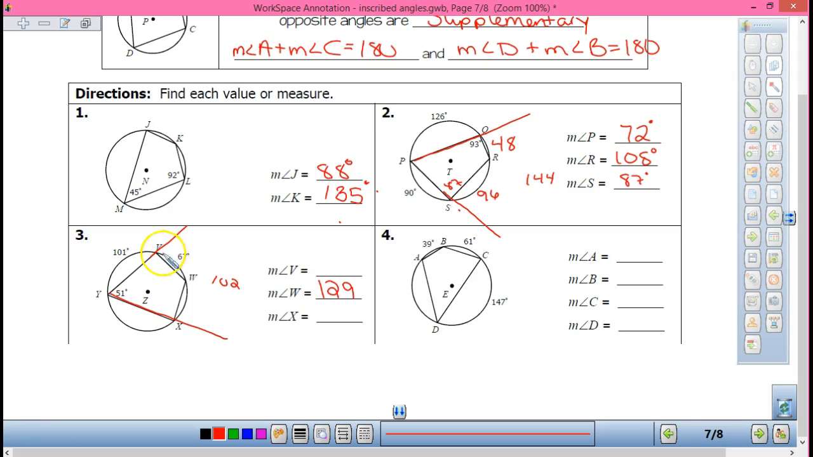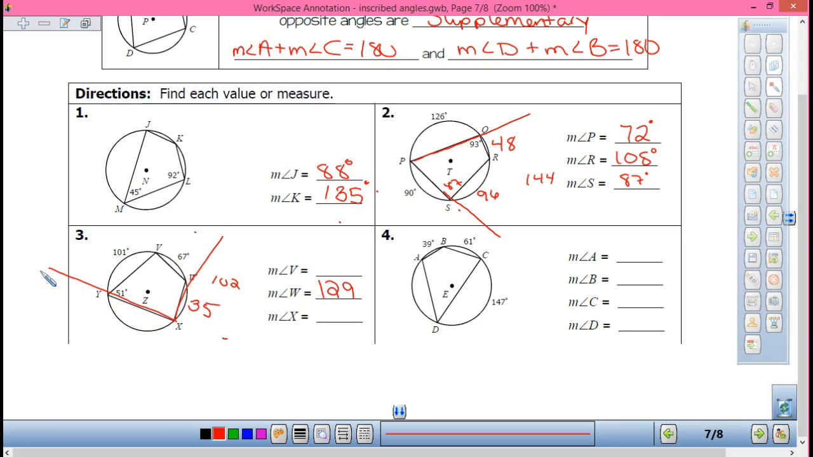Yeah, this is the intercepted arc. The whole thing is the intercepted arc, so it's the angle times 2. So if the whole thing's 102 and this is 67, what's this? 35? Ooh, I'm going to assume this is not drawn to scale. Okay, so if that's 35, what else could I find? I can find X, right?